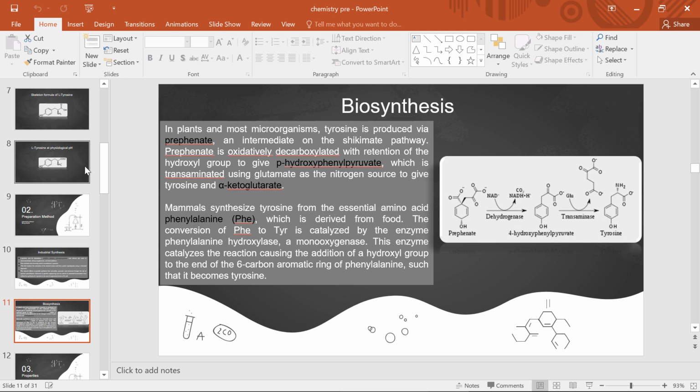Mammals synthesize tyrosine from the essential amino acid phenylalanine, PHE, which is derived from food because it is an essential amino acid. The conversion of PHE to TYR is catalyzed by the enzyme phenylalanine hydroxylase, a monooxygenase. This enzyme catalyzes the reaction, causing the addition of a hydroxyl group to the end of the 6 carbon aromatic ring of phenylalanine, such that it becomes tyrosine. And that's how our body synthesizes tyrosine from an essential amino acid, because tyrosine is a non-essential amino acid.